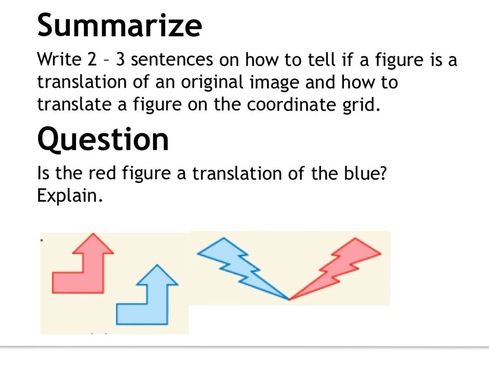Don't forget to do your summarize. So summarize on how to tell if a figure is a translation of an original image and how to translate that figure on the coordinate grid. Your question today will again be a problem where you need to try on your own. And so you have two problems actually here, the arrows, and then you also have the lightning bolts. Is the red figure a translation of the blue? Again, this would be a good idea to write the R and the B on there so then you can look at it later and know what it's asking. Don't forget to explain.